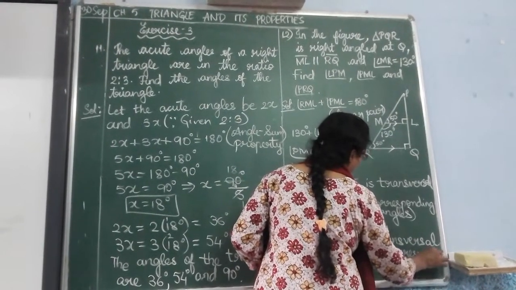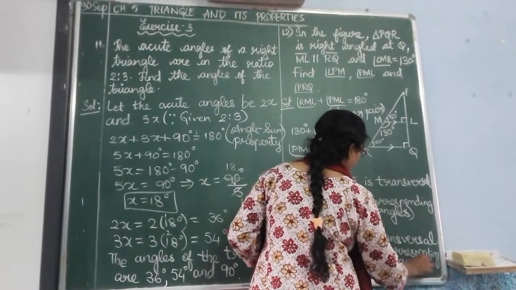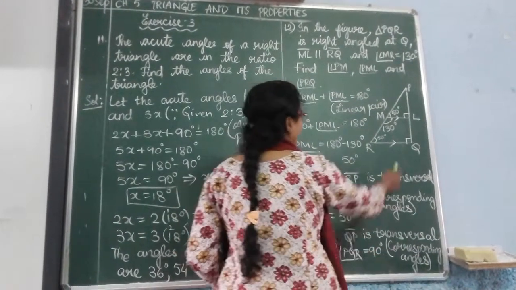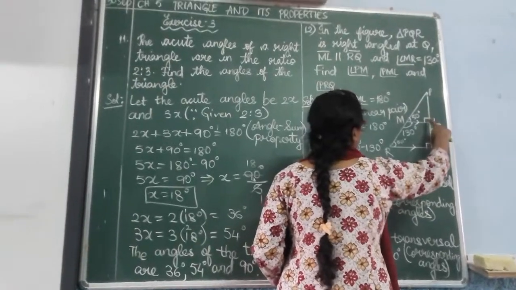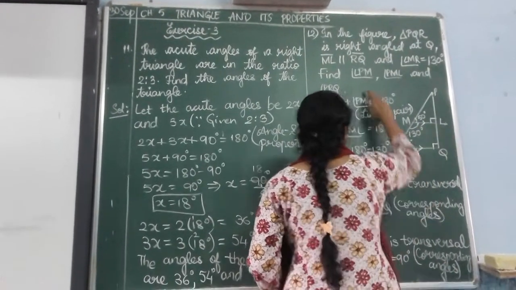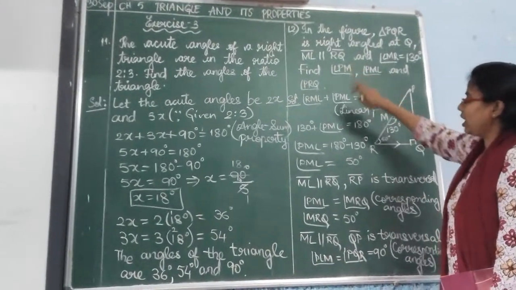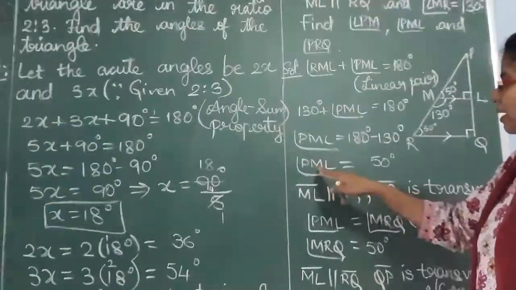What is the reason? Corresponding angles. Because both of them are corresponding angles, you know that these two will be equal. These two are equal and these two are equal. Now we got these values. They asked you to find out the value of LPM or PML.